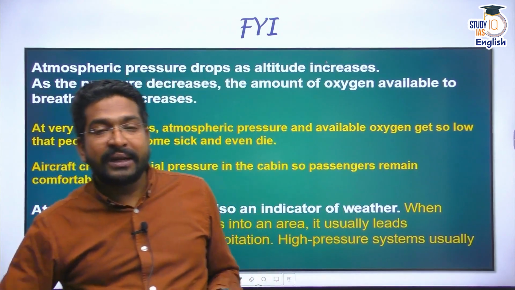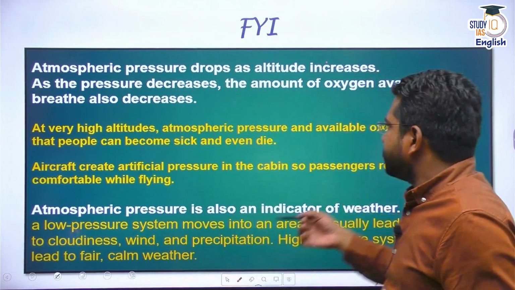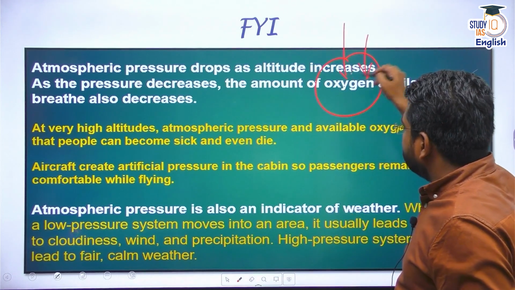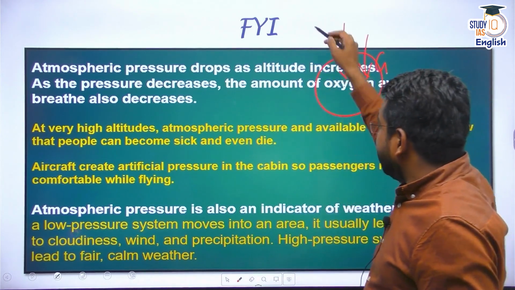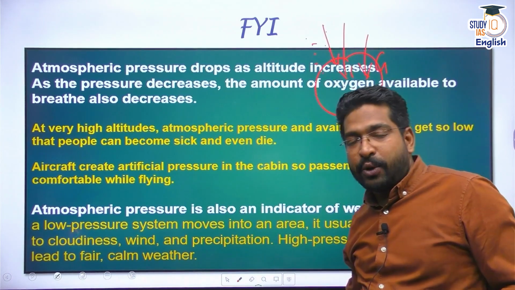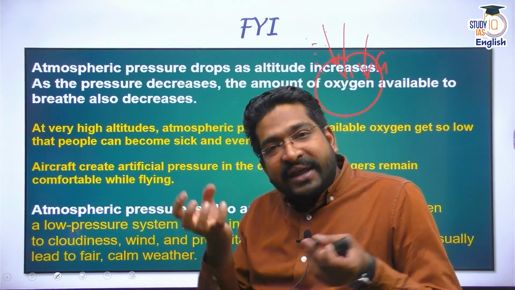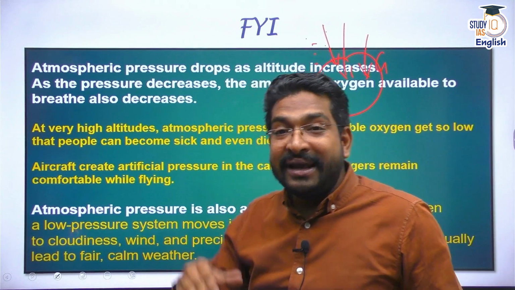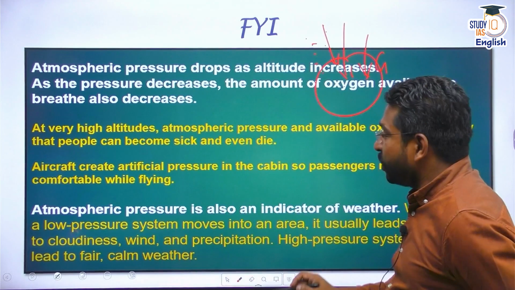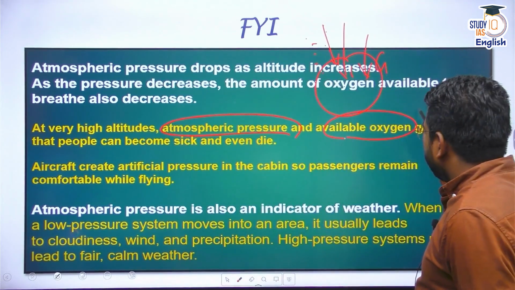Atmospheric pressure continuously drops with increase in altitude. Why? It's very simple, right? Because this is Mother Earth. Earth is exerting some sort of gravitational pull, and because of this gravitational pull, the air particles are pushed down. But as I move higher in altitude, the density of air itself goes on reducing. Along with it, the gravitational pull also goes on reducing. That is why at high altitudes, atmospheric pressure and the available oxygen would be very, very low.